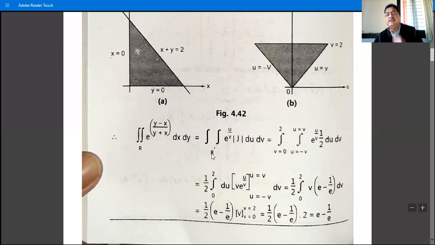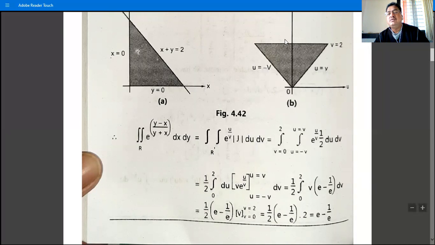And then now integration, limit of integration. Suppose we have to integrate with respect to u first, then take a strip parallel to the u axis, like this. Its one end touches u is equal to minus v, so u is equal to minus v is the lower limit, and the other end touches u is equal to v, so the upper limit is u is equal to v.